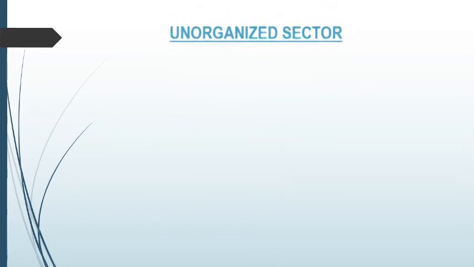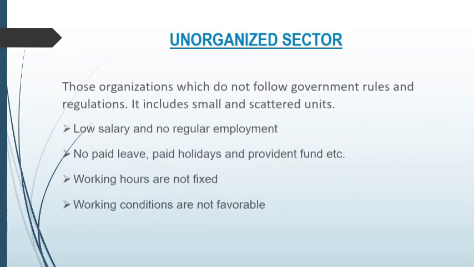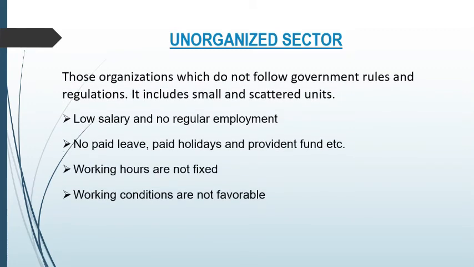Those organizations which do not follow government rules and regulations are called unorganized sector. It includes a large number of small and scattered units. The condition of workers in this sector is miserable. Workers receive low salary, working hours are not fixed, and there is also no guarantee of regular employment. They are not offered facilities like paid leave, paid holidays, and provident funds.